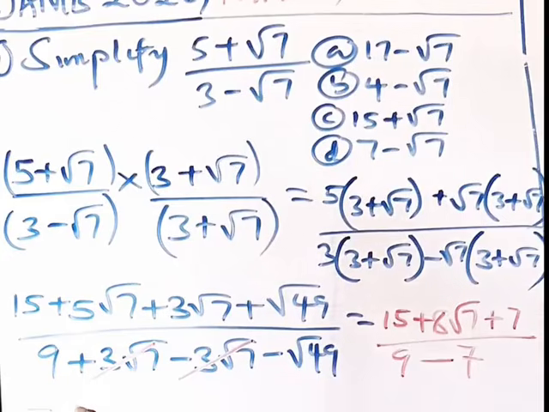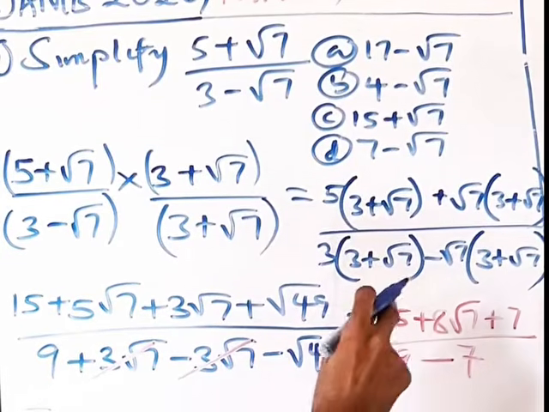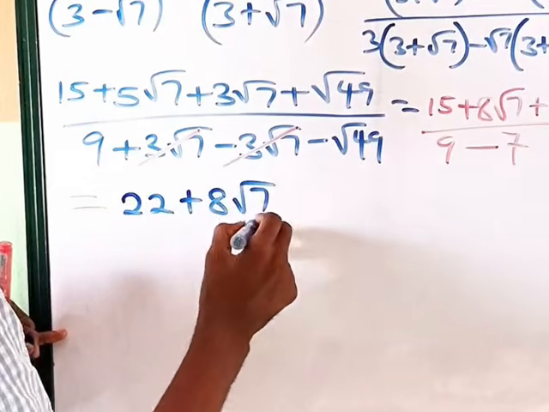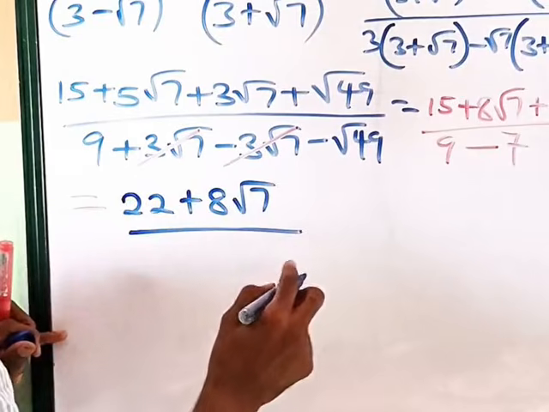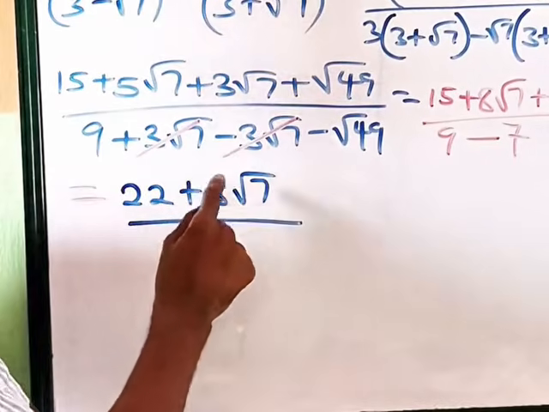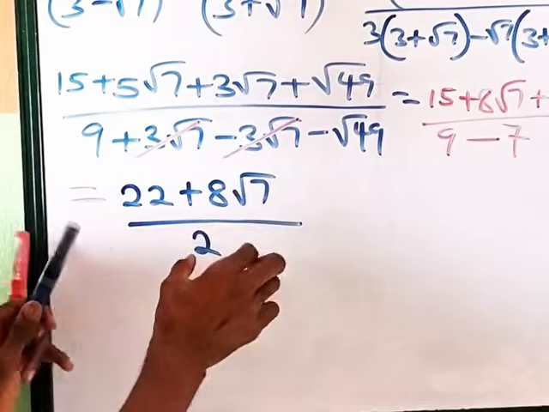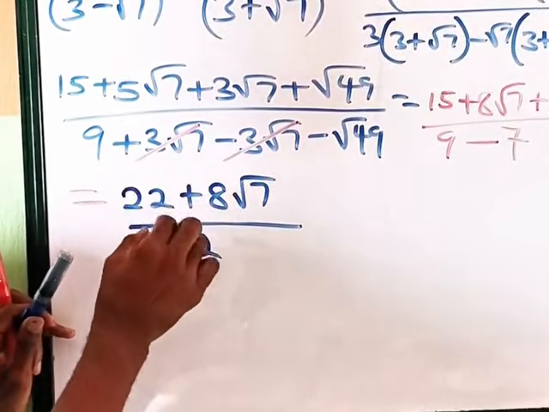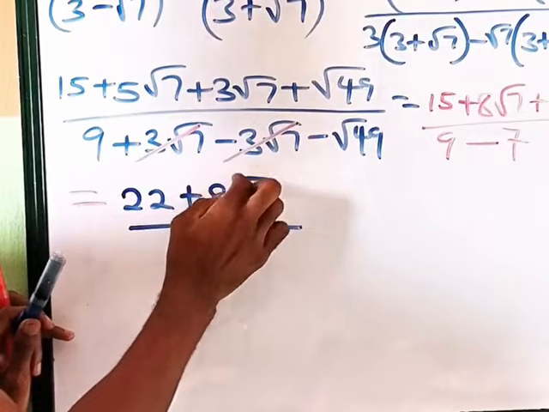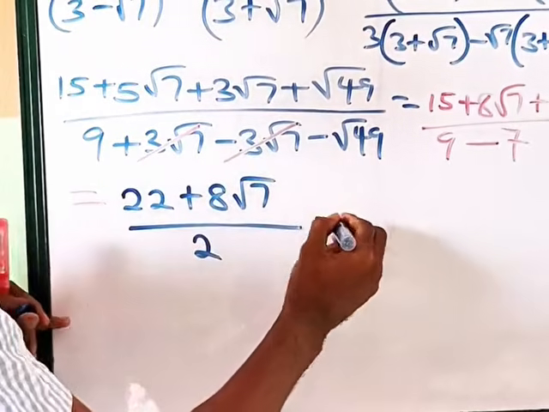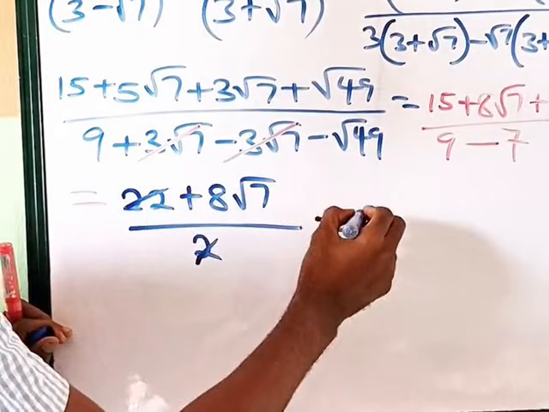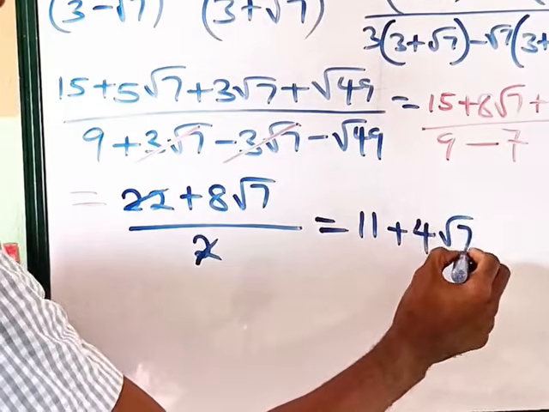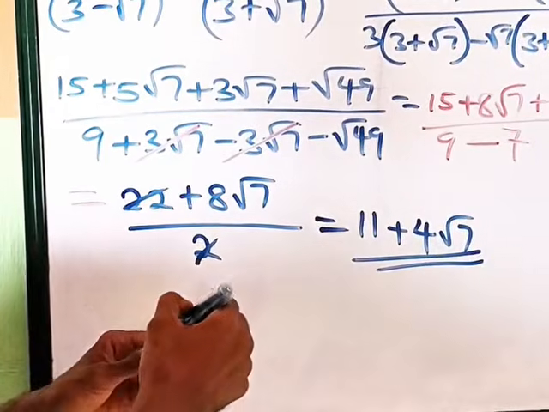So in total, we are going to have 15 plus 7 is 22 plus 8 root 7 all over 9 minus 7 is 2. 22 plus 8 root 7 divided by 2. So this 2 is going to divide this value and this value. Because if I split this, it will be 22 over 2 plus 8 root 7 over 2. So if I divide it, 2 divides 22, it will be 11 plus 2 divides 8, that's 4 root 7. So the answer will be 11 plus 4 root 7.